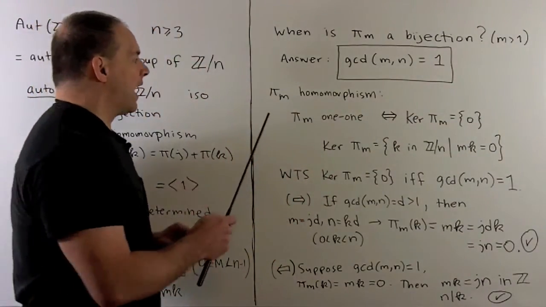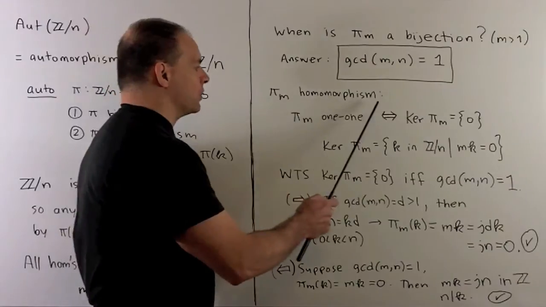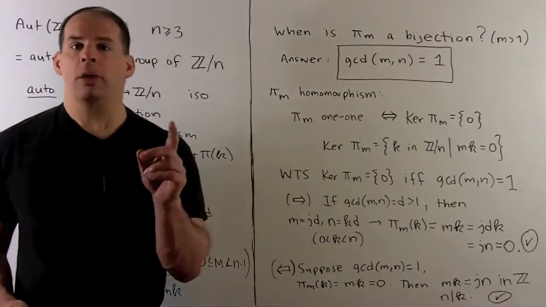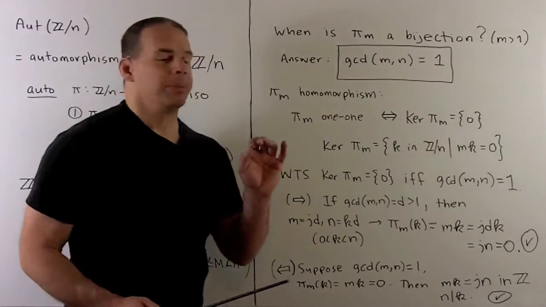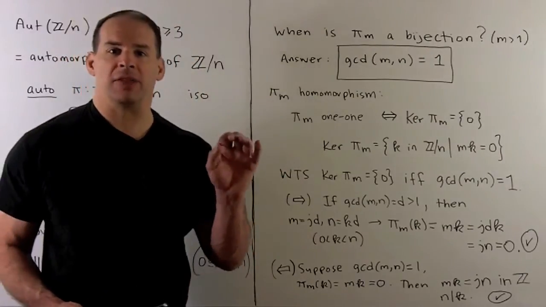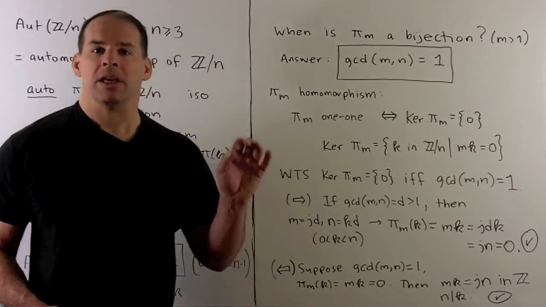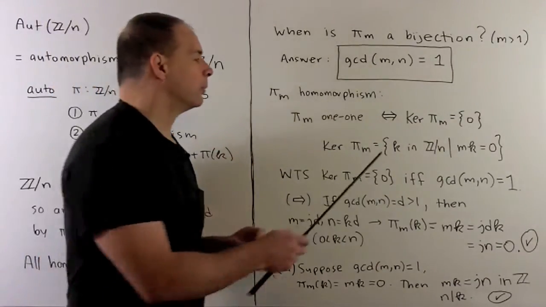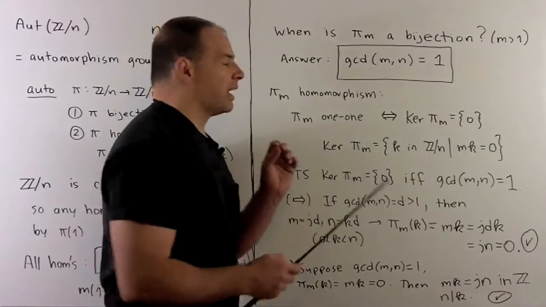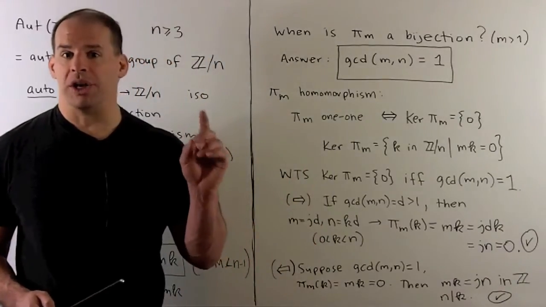So we have that pi sub m is a homomorphism. Recall, if I want to check for the one-to-one property, that's equivalent to checking that the kernel of pi sub m is just the identity element. And in this case, that's 0. Because Z mod n is finite, checking one-to-one is enough.